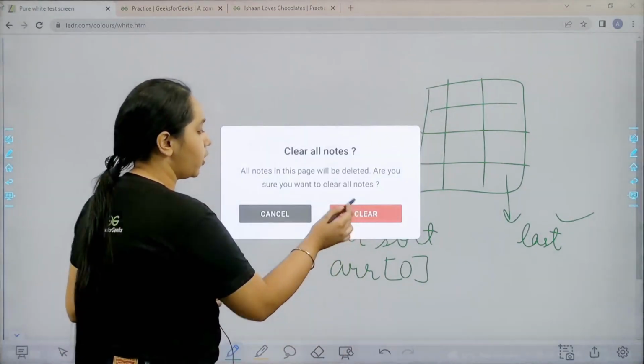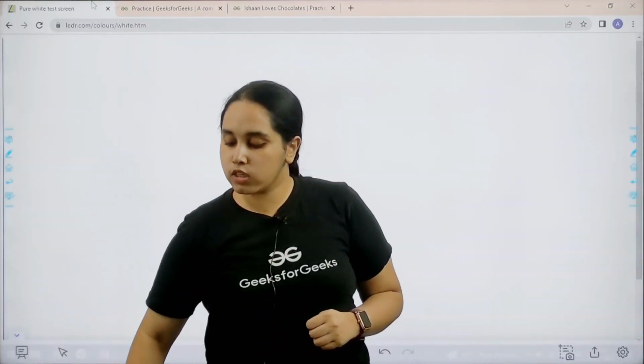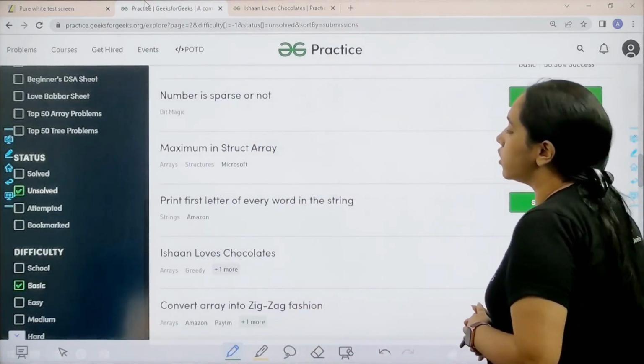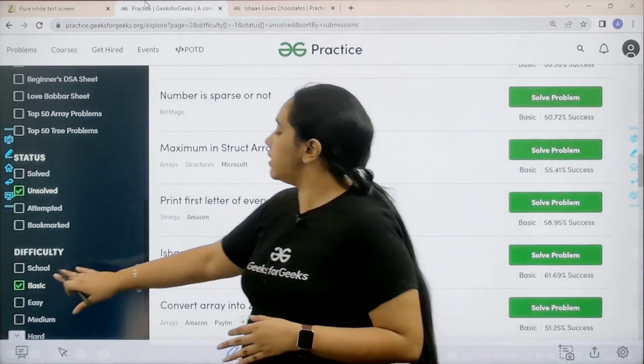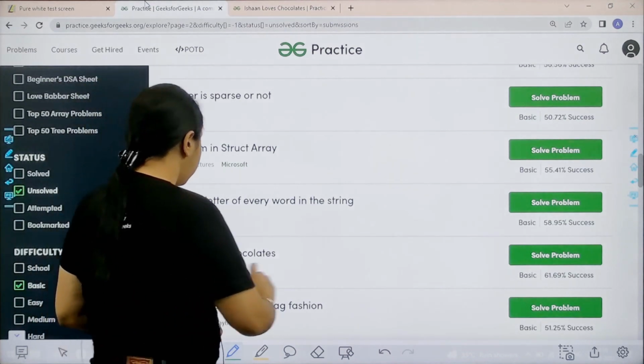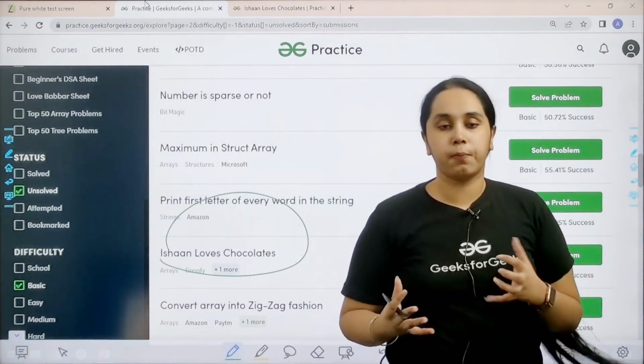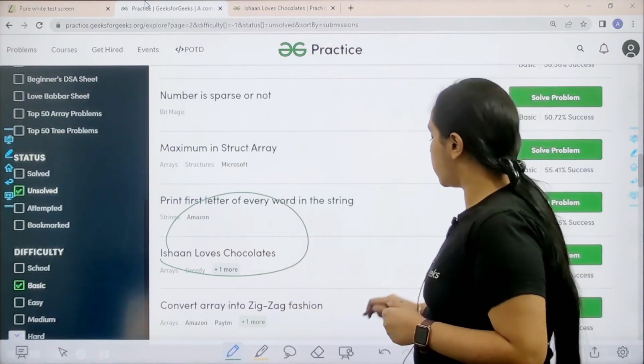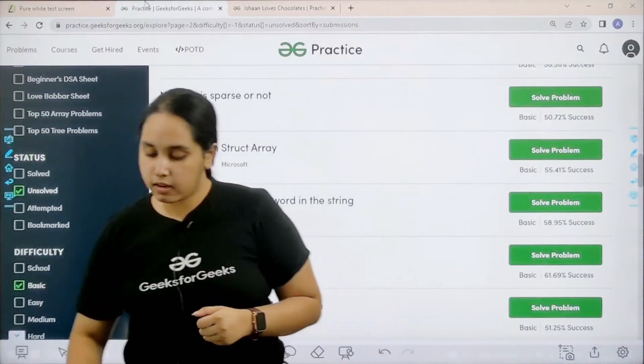Now let's solve the question. What you need to do is you need to go to the practice portal. In the practice portal, in the difficulty section, choose basic. After choosing basic, you need to find the problem Ishaan loves chocolate. Once you find the problem, you need to click on solve. Okay. Now let's solve the problem.